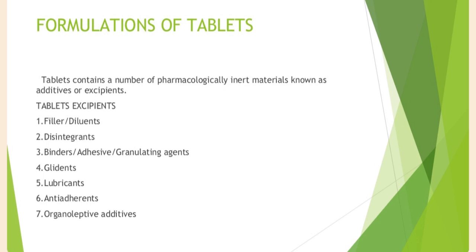Next, move on to organoleptic additives. Colors, flavors and sweeteners are the organoleptic additives used in tablet formulations. First one is colors. Colors are the most important organoleptic additives in tablet formulation. The purpose of using colors in the tablet formulation is to disguise the color of drugs, for product identification, and to develop a more elegant product. All coloring agents must be approved and certified by FDA.